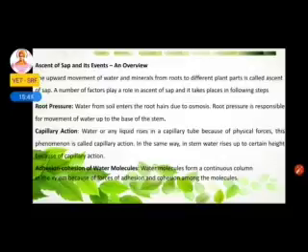After that, capillary action. You all know what capillary action means. For example, take a piece of chalk and dip it in water. You can see the water molecules moving onto the surface of the chalk. That is called capillary action. Water or any liquid rises in a capillary tube because of physical force. This phenomenon is called capillary action. In the same way, in the stem, water rises up to a certain height because of capillary action.